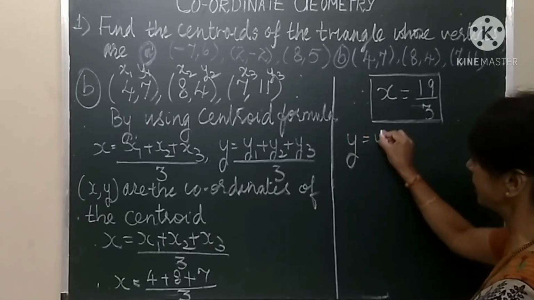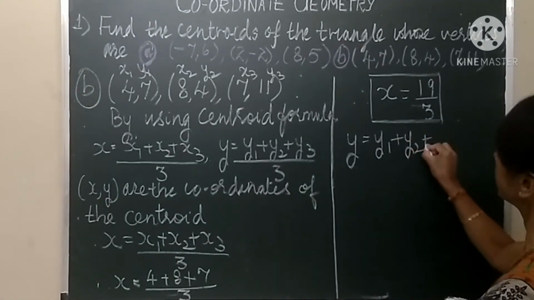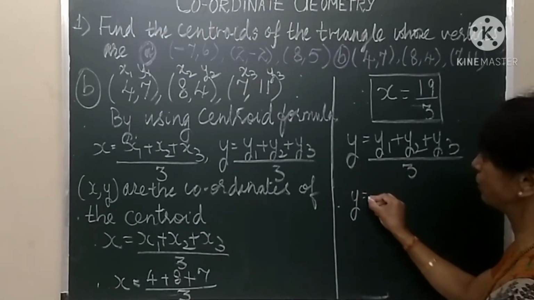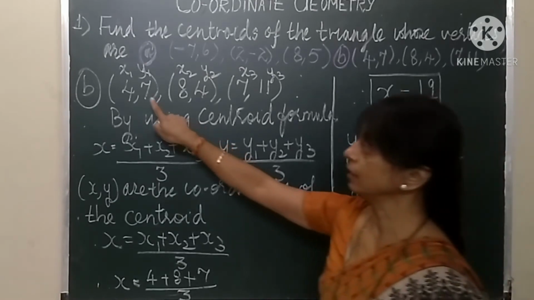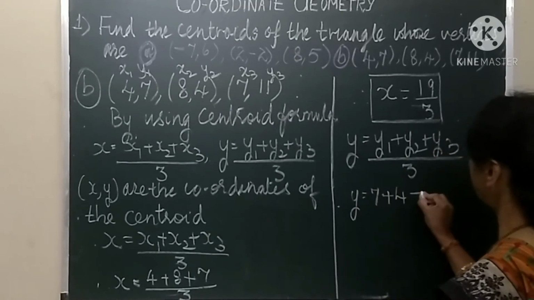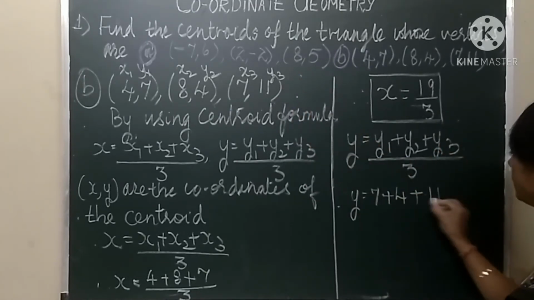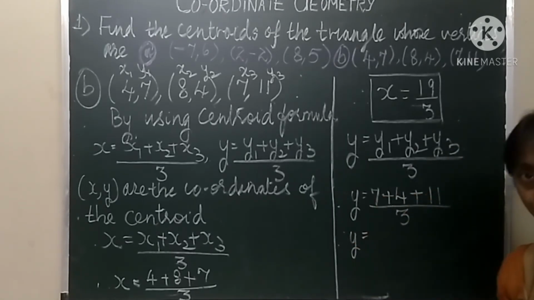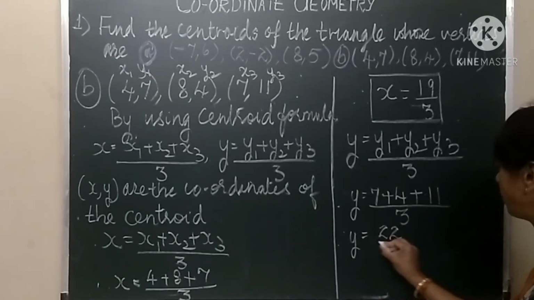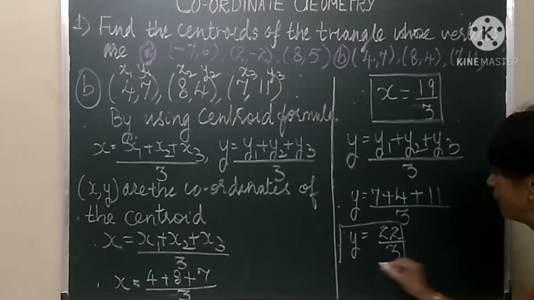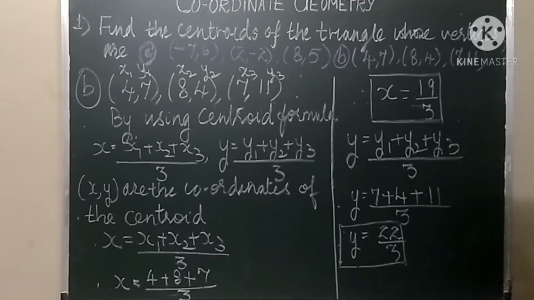What about the y coordinate? Let's write down the formula. y1 plus y2 plus y3 upon 3. Thus y is equal to, let's substitute. y1 is equal to 7 plus y2 is equal to 4 plus y3 is equal to 11 upon 3. Thus y is equal to 7 plus 4 gives us 11. 11 plus 11 is again 22 upon 3. Can we reduce it, children? Definitely not. So the answer remains the same. So y is equal to 22 upon 3.